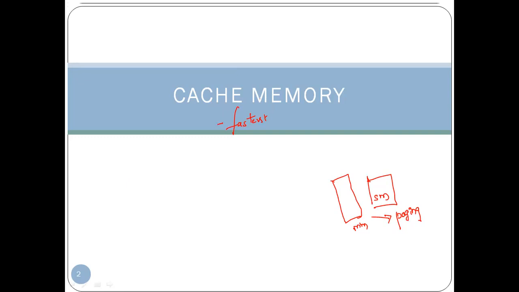Because if you look at the hierarchy of memories, first you have the CPU, next the cache, next the main memory, and finally the secondary memory. These are the hierarchy you have in the memory management organization. So why do we say that the cache is the fastest memory? Because the cache memory is small in size.